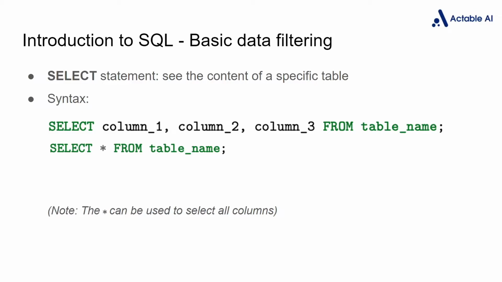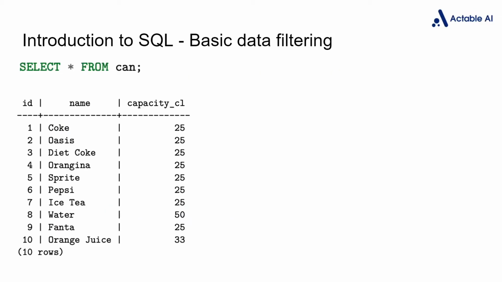Here I'm showing the syntax of the select statement. In the first line, we are selecting some columns from a table name. It's quite easy to read: select column from table name. You can also replace the different columns, column 1, 2, 3, with just a star to select all the columns. This is the main SQL instruction, and it will always be used when we are exploring data in SQL.